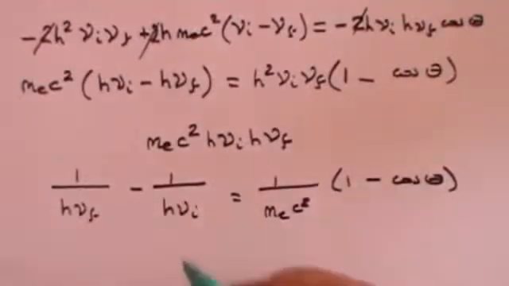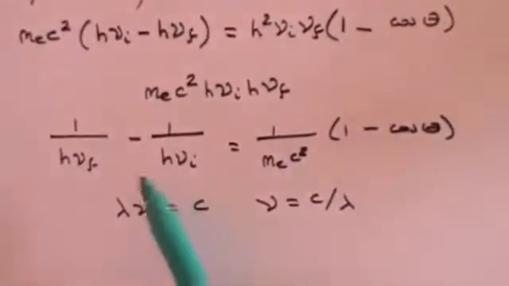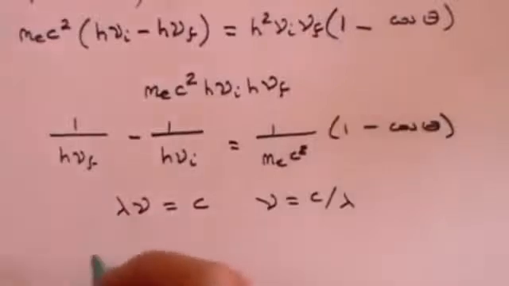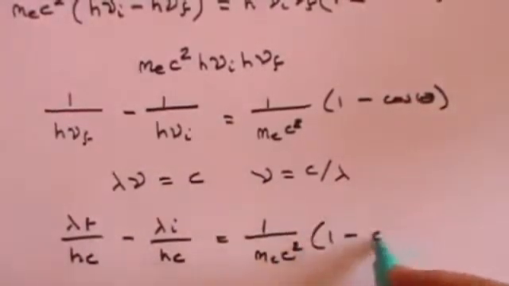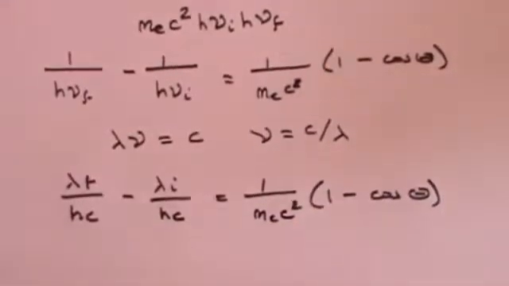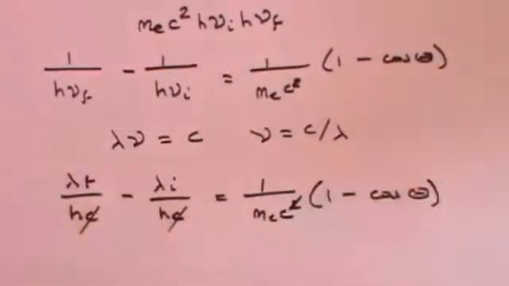Now I remind myself that lambda nu is equal to c, and that means that nu is equal to c over lambda. So I replace nu by c over lambda in each case, and that will give me that lambda f over hc minus lambda I over hc is equal to, well, this term won't be affected, so it's just still 1 over MEC squared 1 minus cosine theta. Now I can cancel the c's, so that c goes, and one of those c goes.